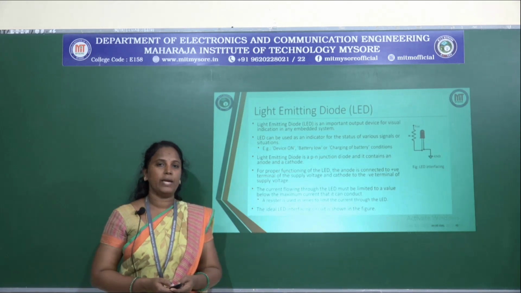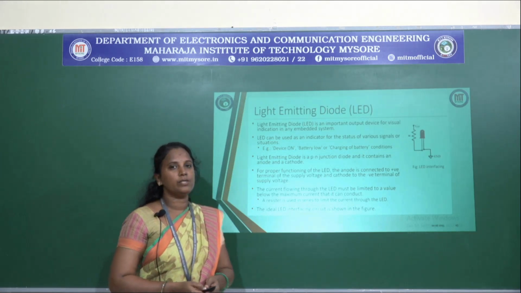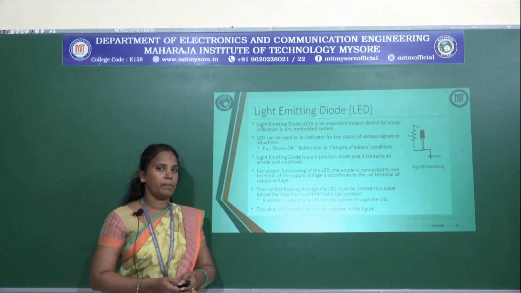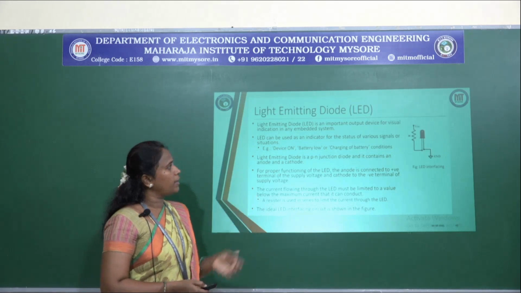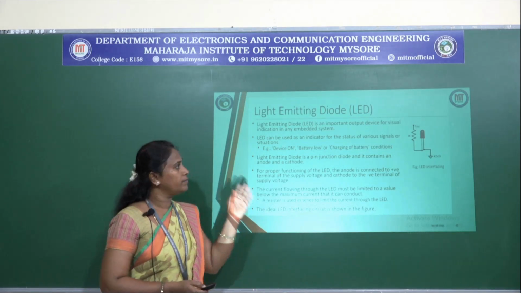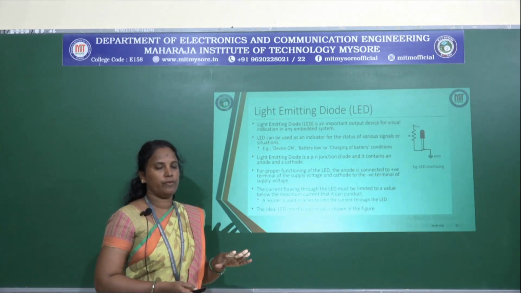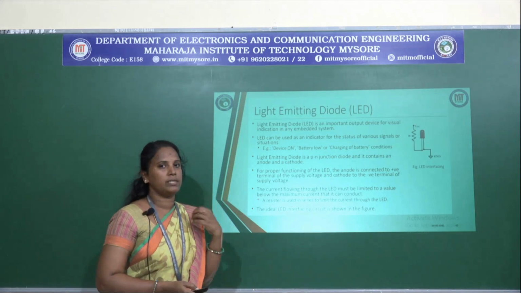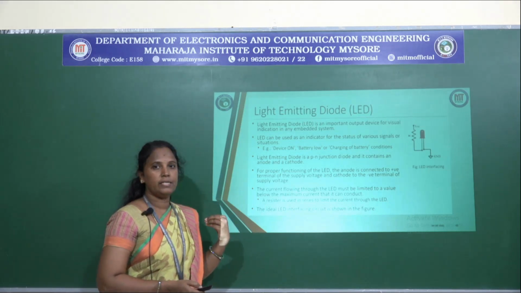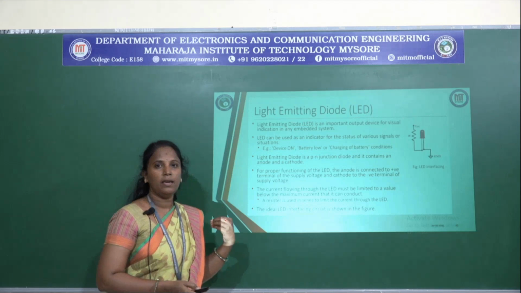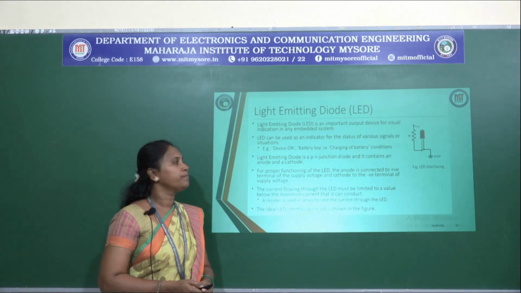Then we have a topic related to LED, that is, LED stands for light emitting diode. LED is also an important output device for visual indication with respect to any embedded application, where it is going to be used as an indicator. For example, it is used to indicate the status of various signals, whether it is on or off. If the LED glows, then it indicates that it is in the on condition, and if the LED is off, it states that it is in the off condition. It also indicates the charging condition of your battery.